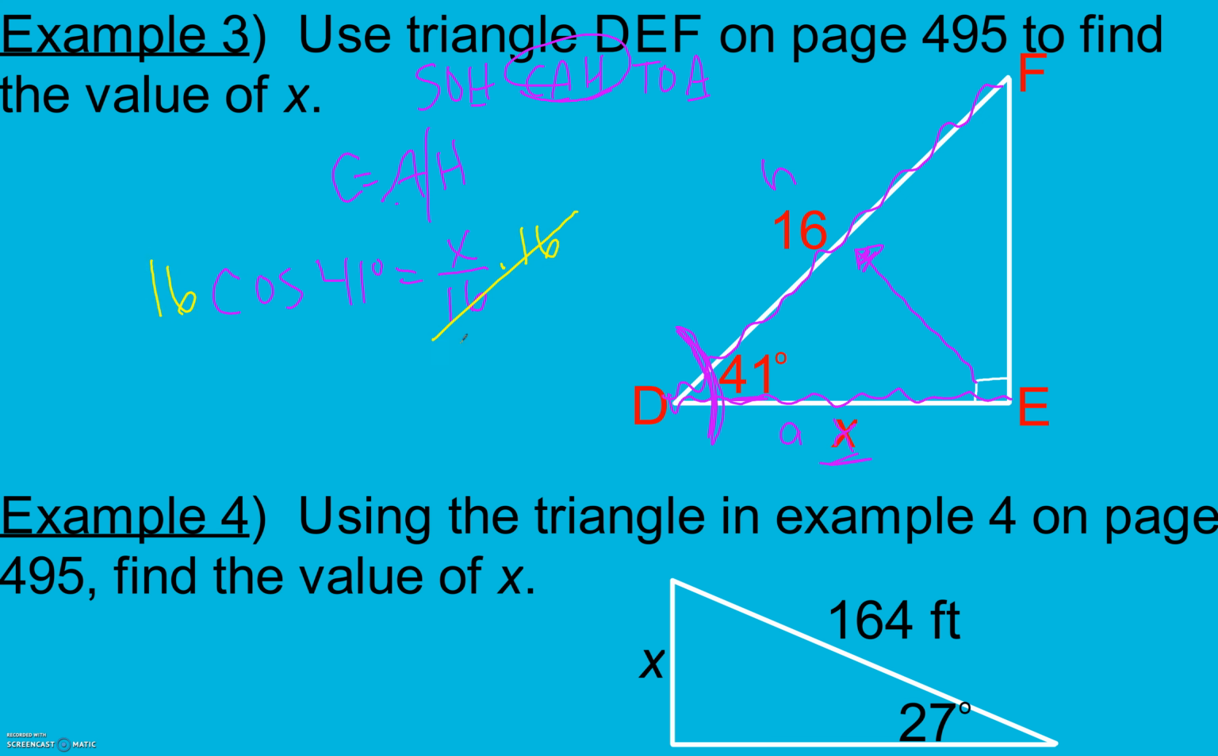And now we type in our calculator, 16 times cosine of 41 degrees, close your parenthesis, press enter. Here I get 12.075353228 approximately, equal to x. I'm going to round to the nearest tenth, 1 decimal place. So 1 decimal place, 7 rounds up, and it's about 12.1.